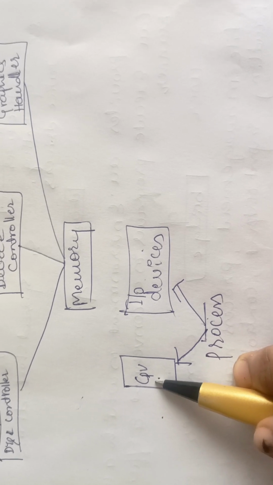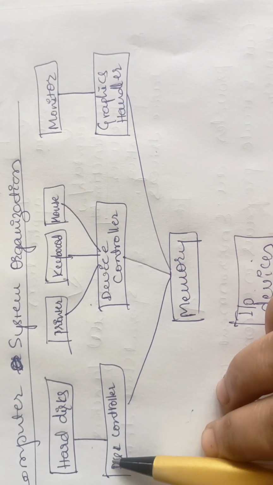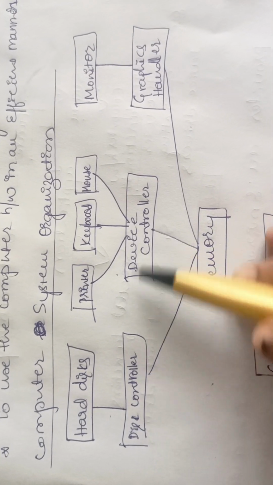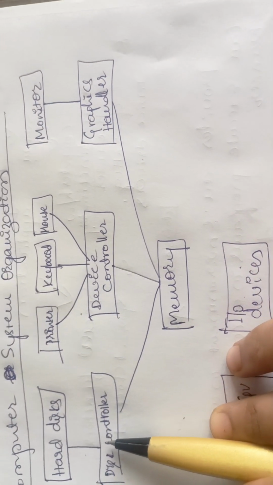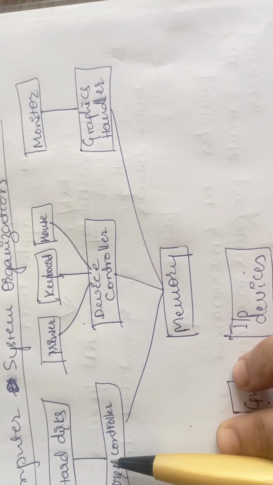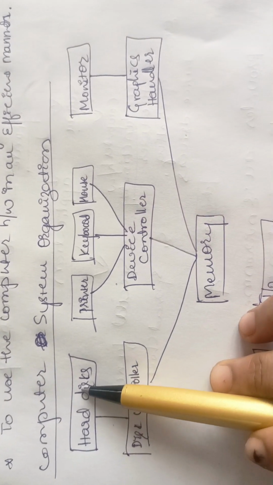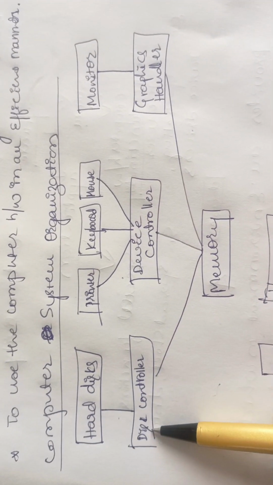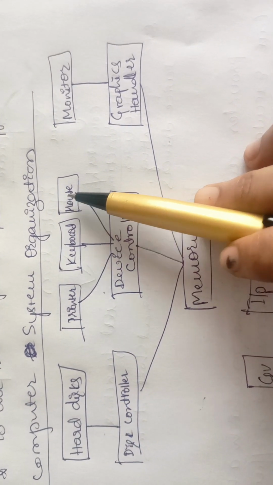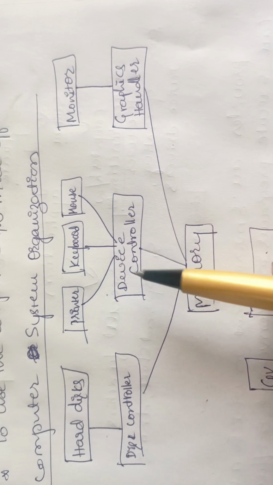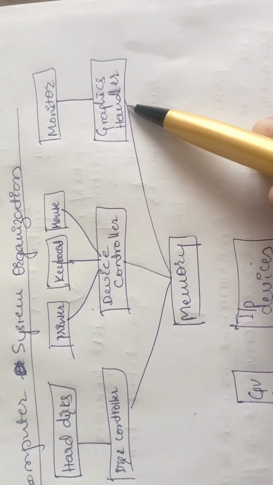Here there are multiple device controllers. In the computer system organization, for each and every input output device there will be a controller, each in charge of a particular device. See here, the hard disk will be controlled by the disk controller. The printer, keyboard and mouse will be controlled by a device controller. And then the monitor will be controlled by the graphics handler.